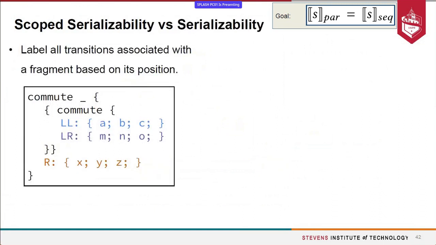So our way to solve this is to label all the transitions associated with a fragment based on where that fragment is. So for example, you get to the LL fragment by going to the left on the outer nesting and then going to the left again on the inner nesting. And this is just a way to uniquely identify which fragment a particular transition in this execution of the program comes from.